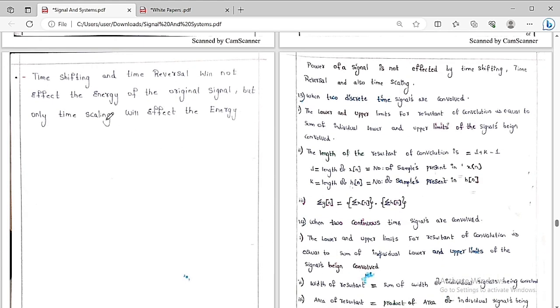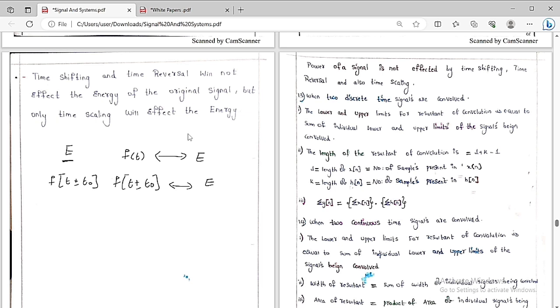Now let's go for another point, which is that time shifting and time reversal will not affect the energy of the original signal, but only time scaling will affect the energy. Listen carefully. Time shifting means f of t plus or minus t naught. Suppose for f of t the energy is E, then f of t plus or minus t naught means we are just shifting the signal, either left side or right side, so the energy is still the same.